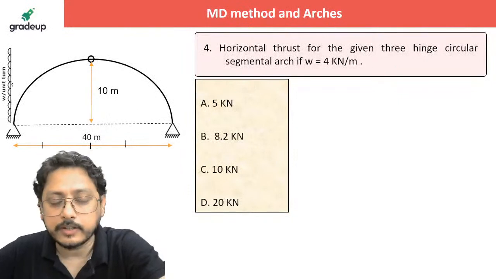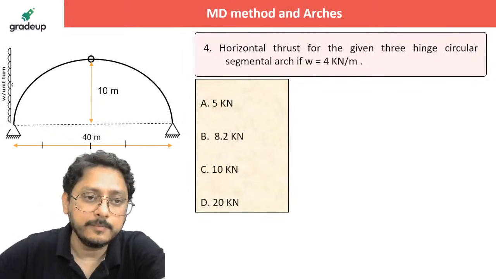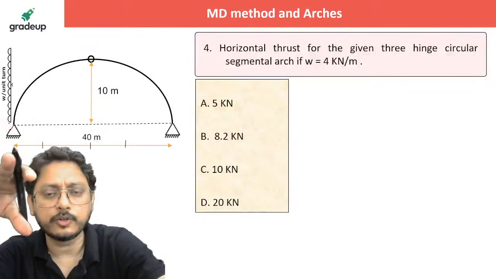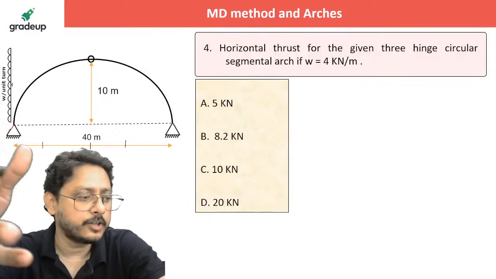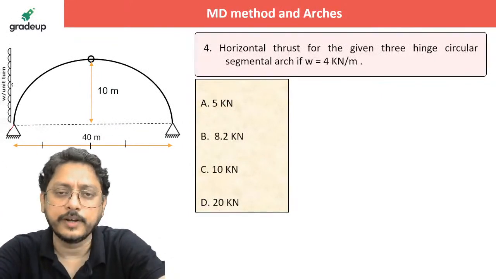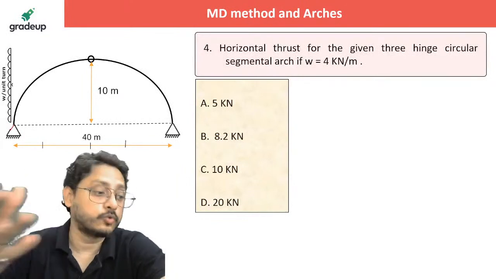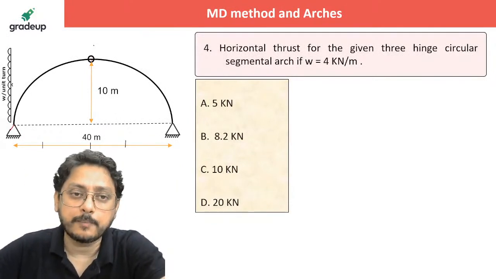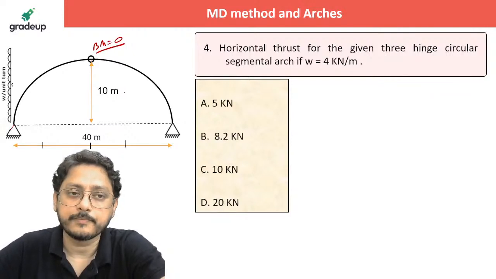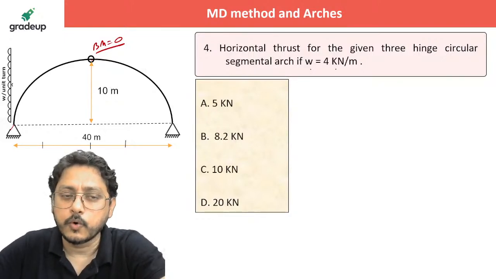Whenever you get a 3-hinged arch, do not worry. It is nothing but a determinate structure, like a beam. All the static equilibrium conditions you can apply, and for the 3-hinged arch you can also apply that the bending moment at the hinge location is equal to 0. That's all. Did you get that? It is very simple.